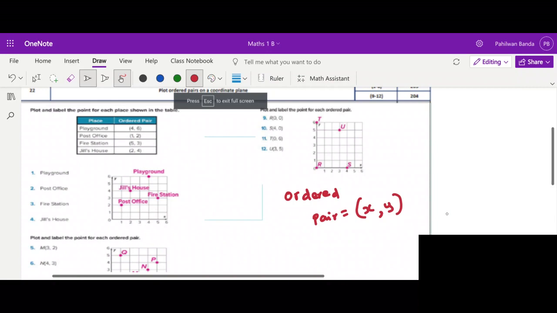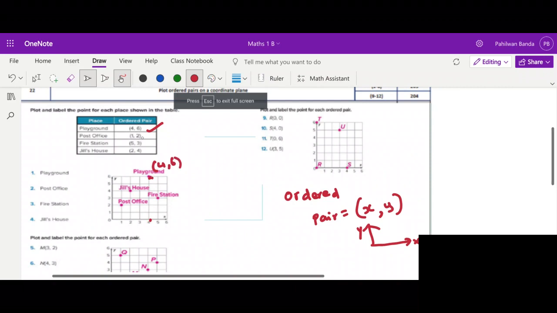So you have to look at the point like this. First like this and then like this. So this is called the x axis and this is called the y axis. Now for example, here the playground is 4,6. So how do you plot this point 4,6? 4 is here and where is your 6? 6 is here. So this point will be 4,6, playground.